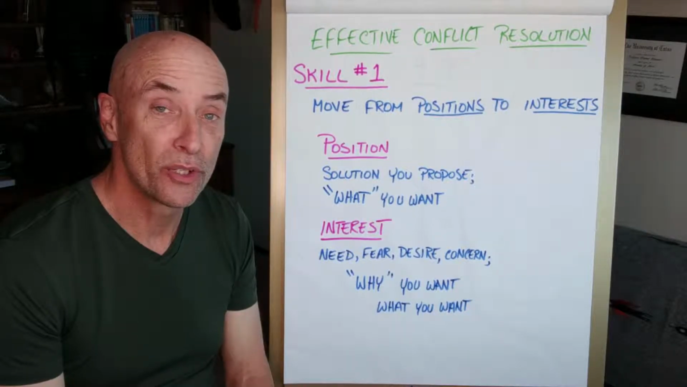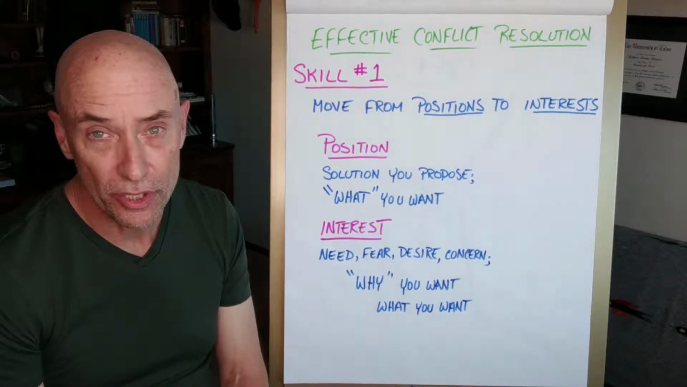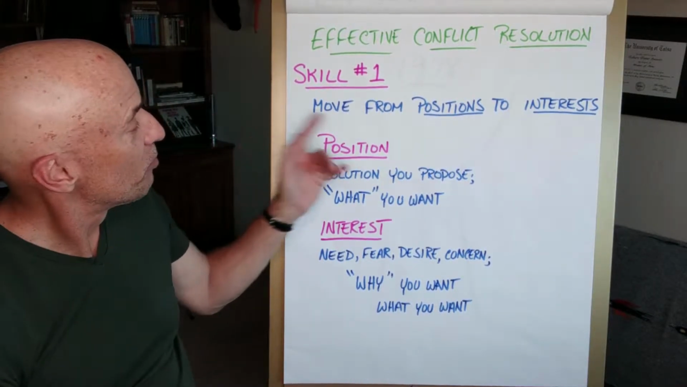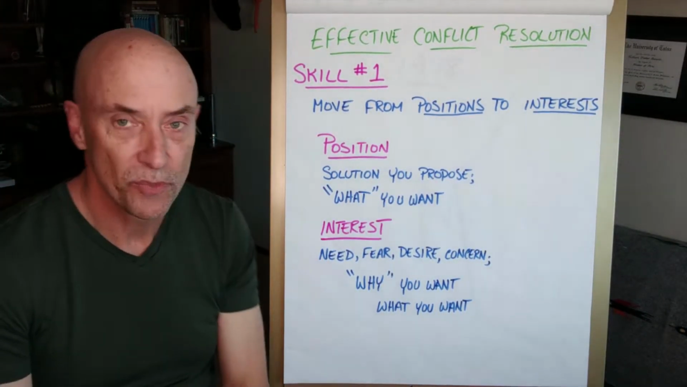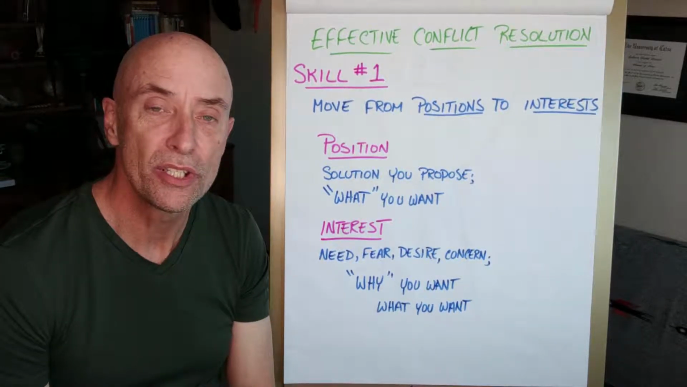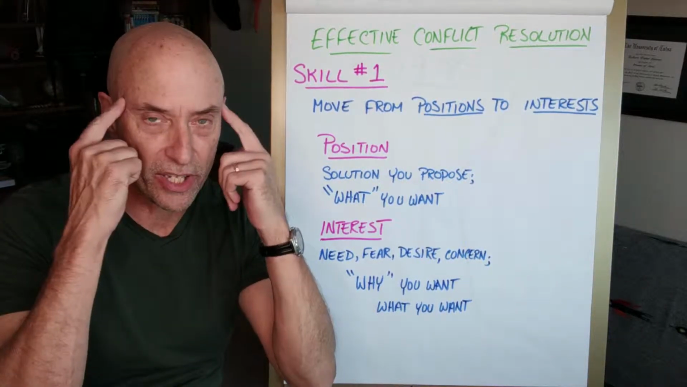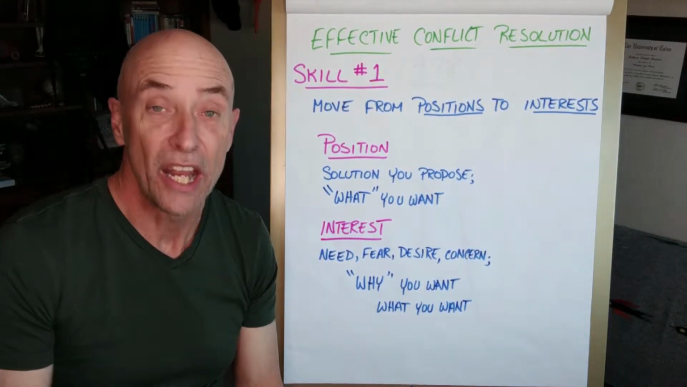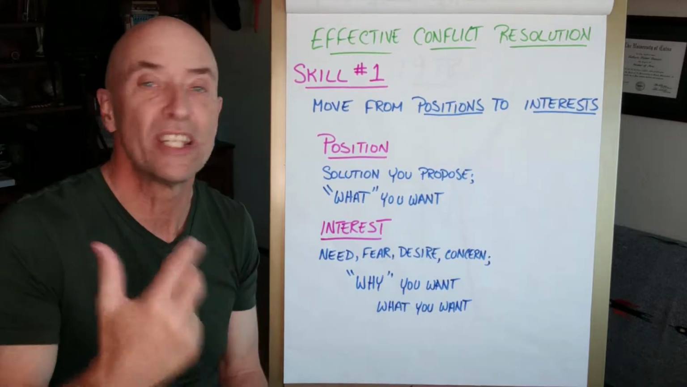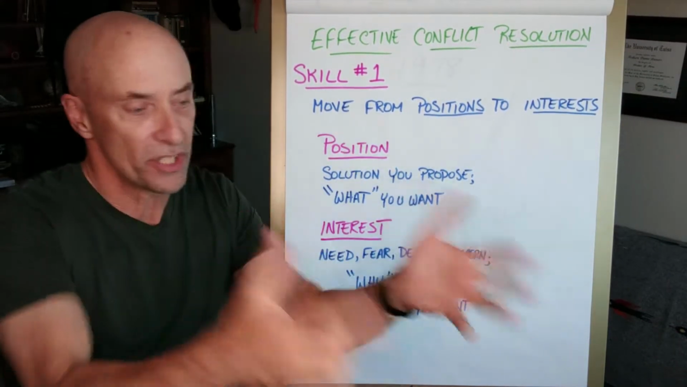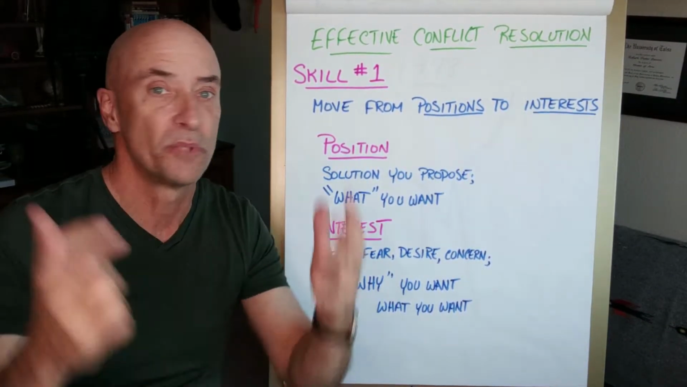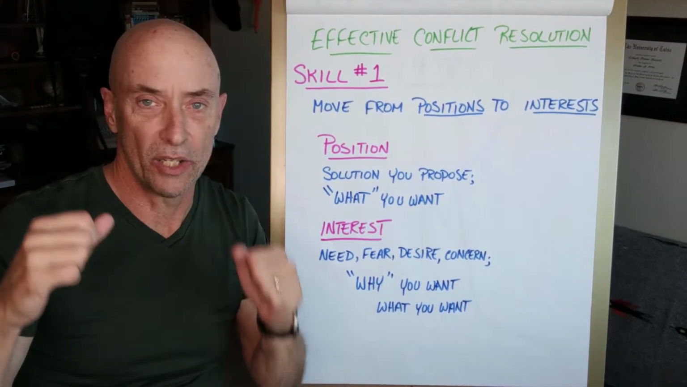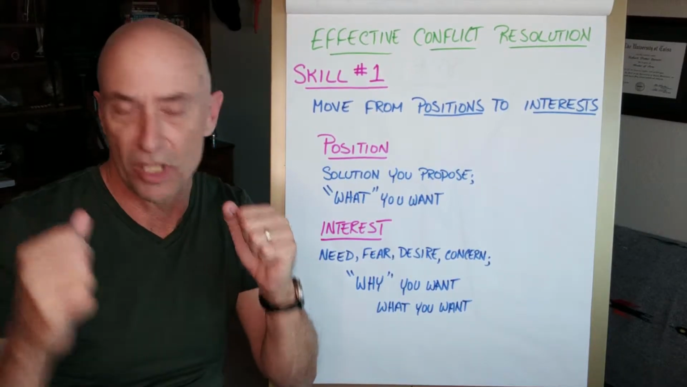Today we are continuing our series on conflict resolution, and we're talking about the first skill, which is moving from positions to interests. What is a position? The position is what each party thinks in their head will solve their particular need, and it's usually what most people bring to the argument. I want this to happen, you say. If we're going out to eat, I want to eat Chinese. Well, I want to eat Middle Eastern.